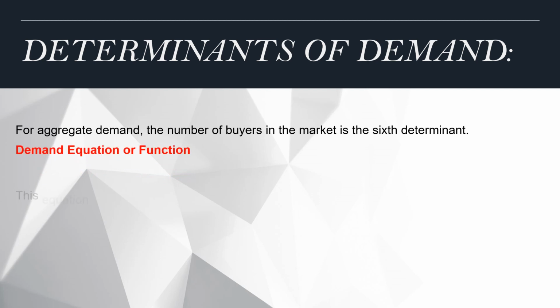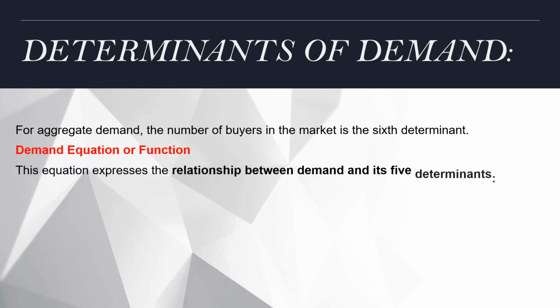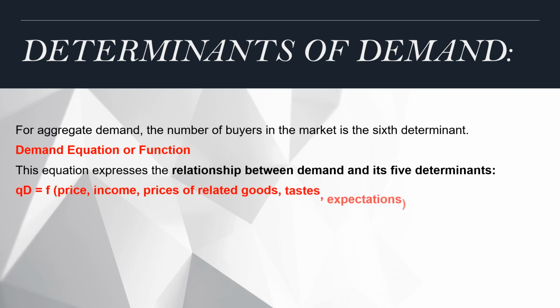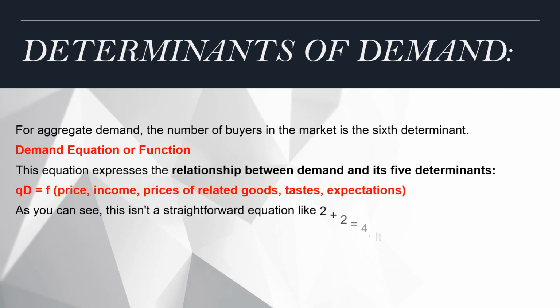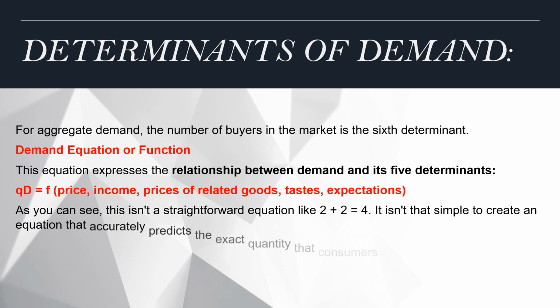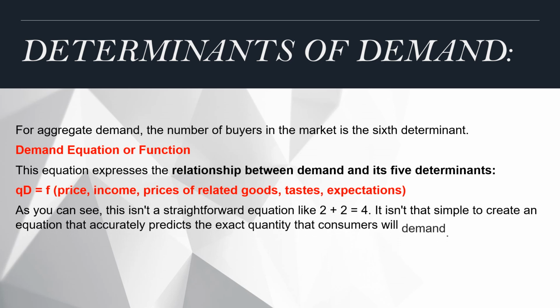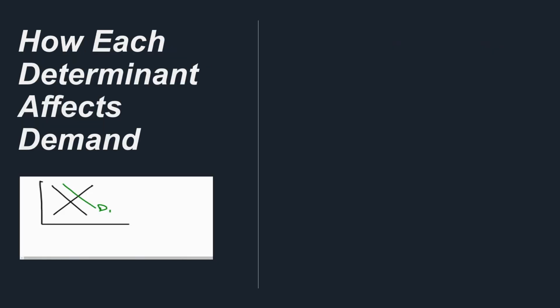Demand equation or function. This equation expresses the relationship between demand and its five determinants. QD is equal to F, which is a function of price, income, price of related goods, taste, expectations. As you can see, this isn't a straightforward equation like 2 plus 2 is equal to 4. It isn't that simple to create an equation that accurately predicts the exact quantity that consumers will demand.